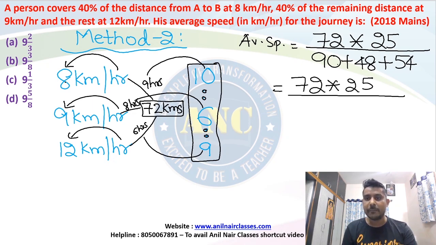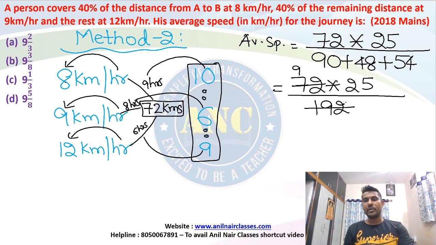Now, 90 plus 48 is 138, plus 54 is 192. 192 is what I got in the denominator. And I can simplify this further. 8 into 9 is 72. 8 into 2 is 16 and 32 is remaining. 8 into 4 is 24, right? So I am left with, again you can simplify. So this is 3 into 3 is 9. 3 into 8 is 24. 75 divided by 8 is what you got.